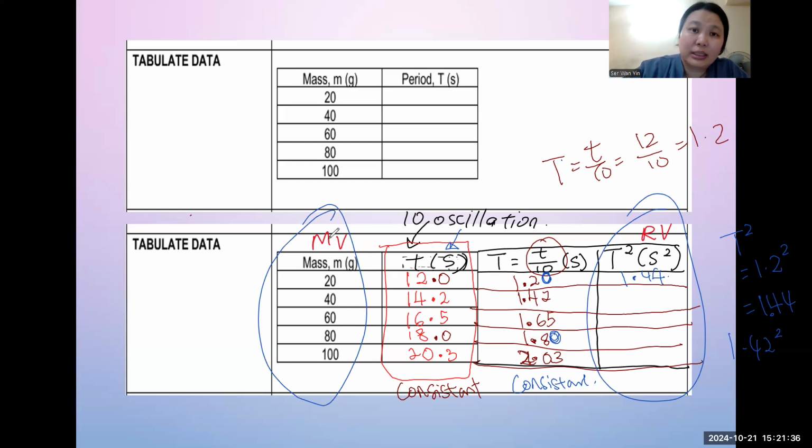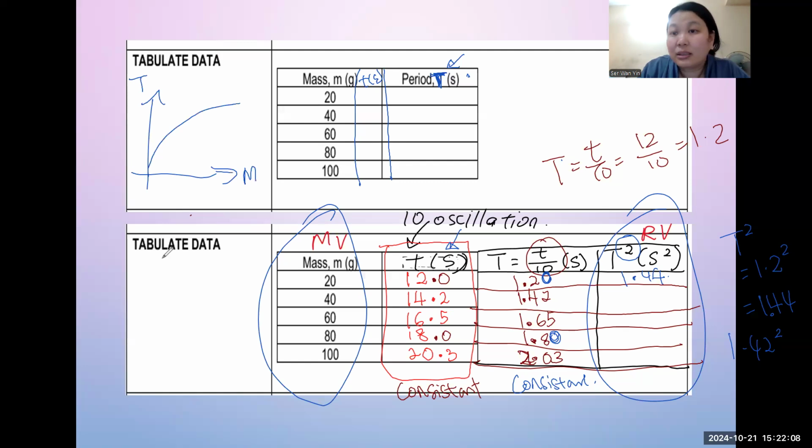Easy to draw graph. But sometimes they also may ask you to draw the graph of T only. Sometimes they ask you to draw T square, sometimes they ask you to draw T. So it depends. But I believe you all can read properly and see, is it T square or T? What's the difference? If the graph is T square against M, the graph will be like this. We actually don't want this kind of graph. It's hard to determine the relationship. We will change to T square over M.